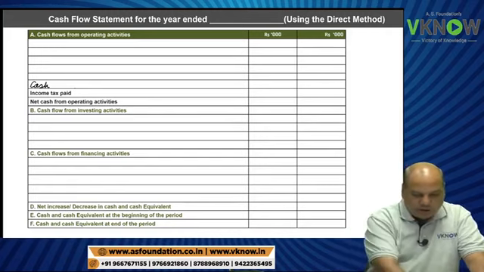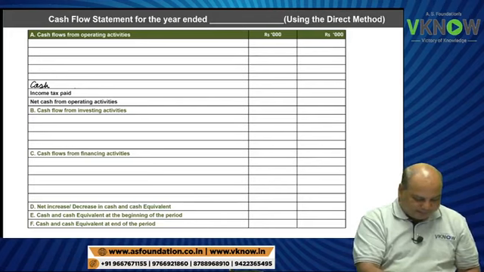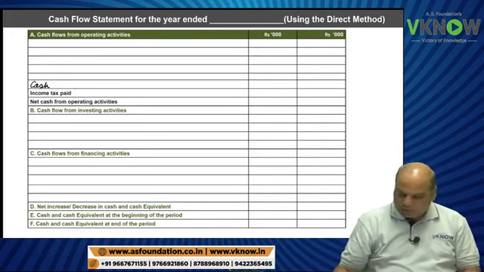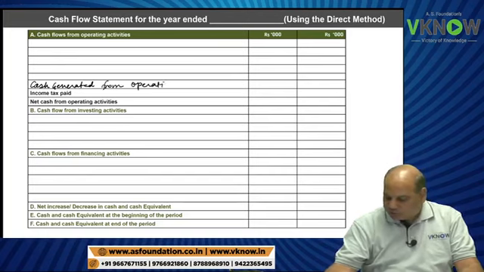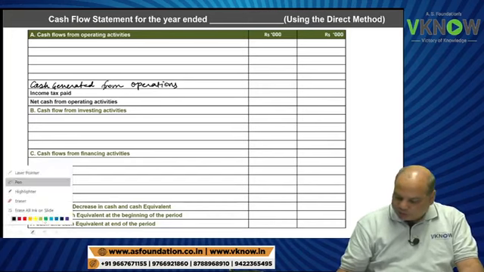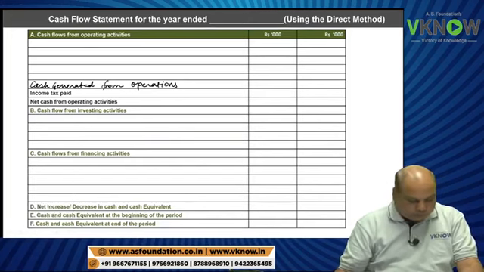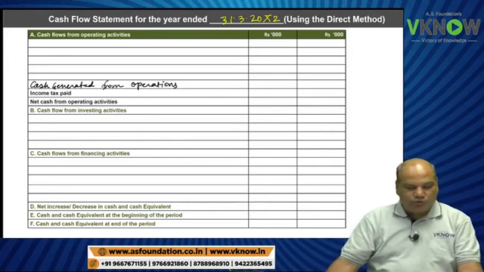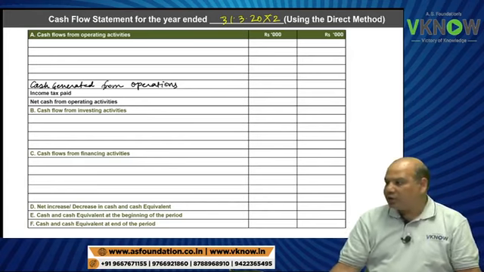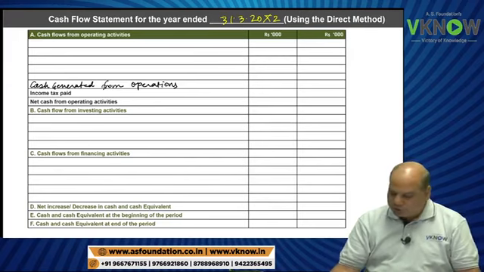AS Foundation Limited. Cash flow statement for the year ended 31st March 20x2 using the direct method.